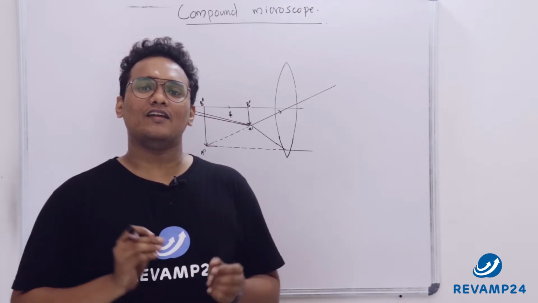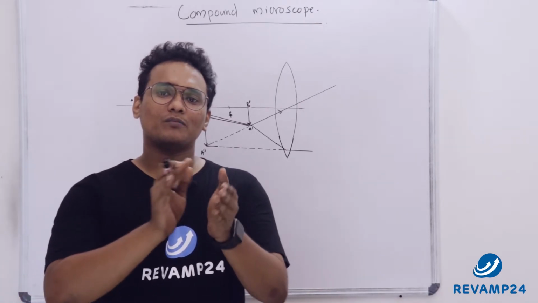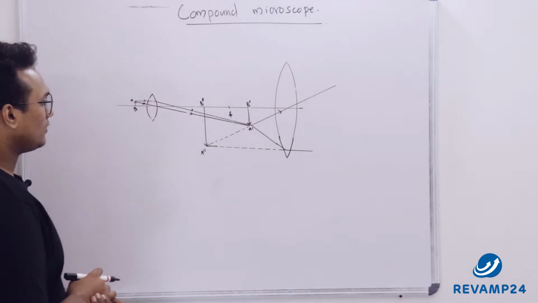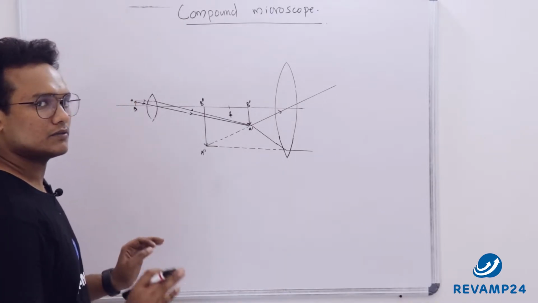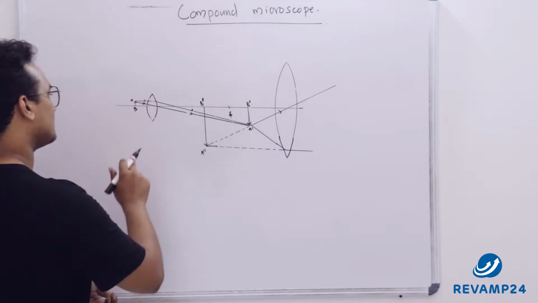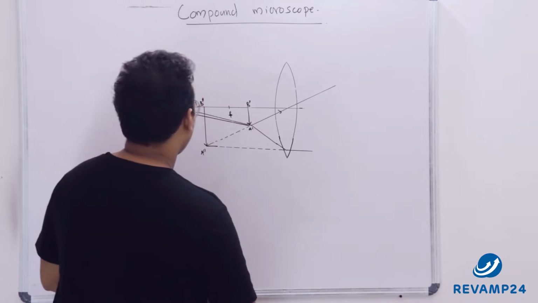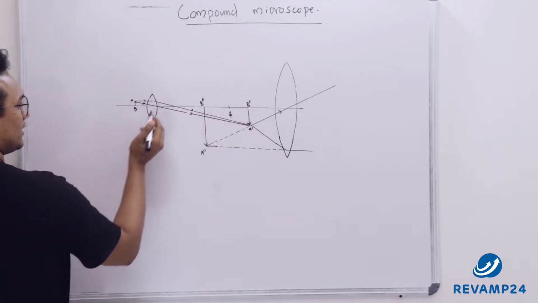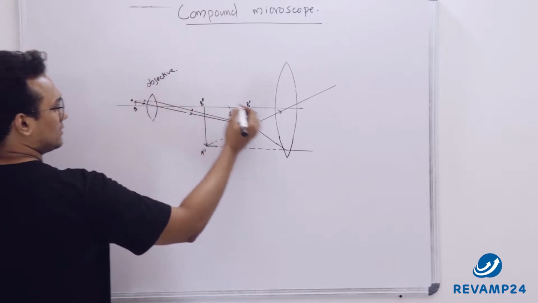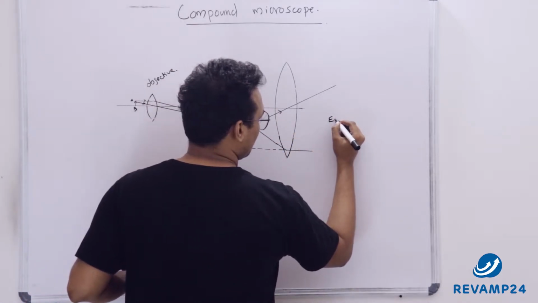In this video, I will explain what is a compound microscope and its magnification. In the case of a compound microscope, the only difference as compared to a simple microscope is it is having two lenses. One is near the object and this is called the objective, and the other one is near the eye, so this is called the eyepiece.